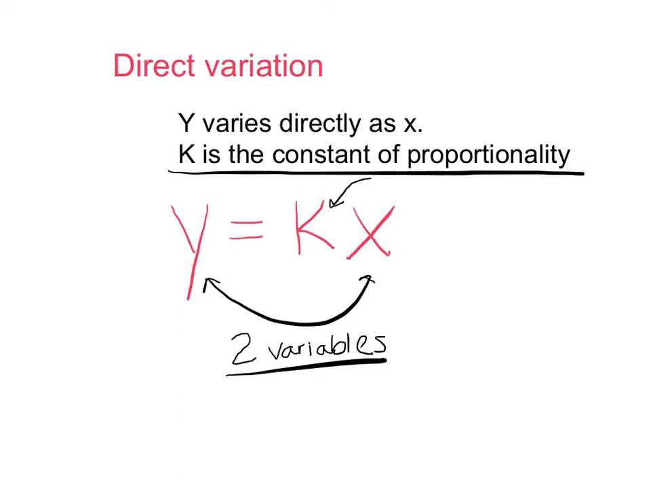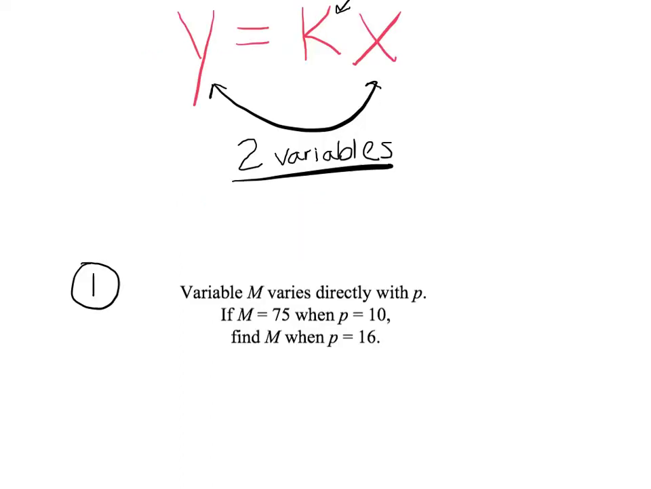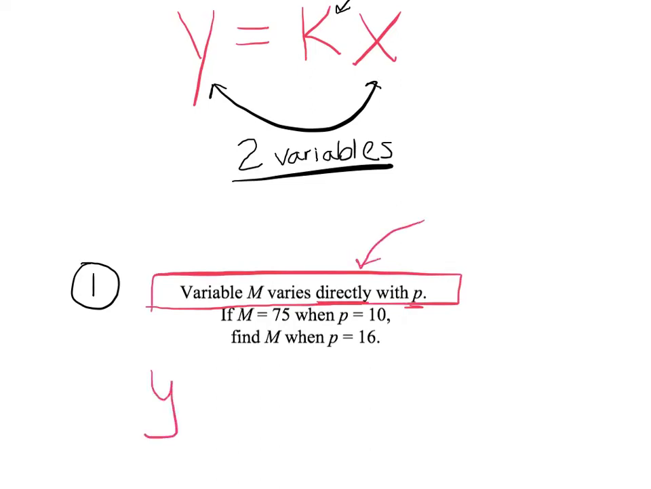So let's try an example. Number 1. Variable m varies directly with p. So I'm going to stop right there. This sentence right here should tell me the formula I want to use. The key word to me is varies directly, so I start with y equals k times x. Okay, so again, this is my formula for direct variation. Now I want to be clear, my two variables are y and x, and k is my constant of proportionality.